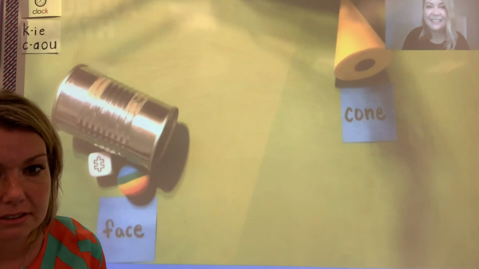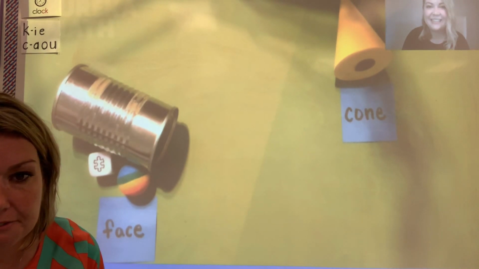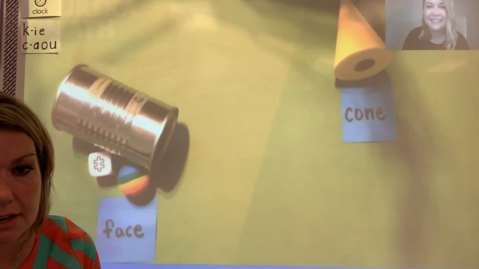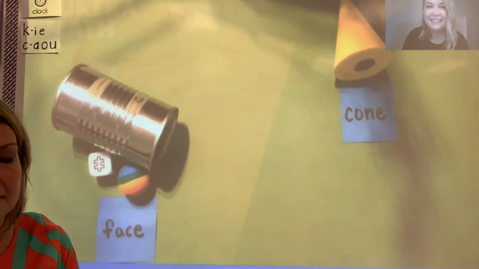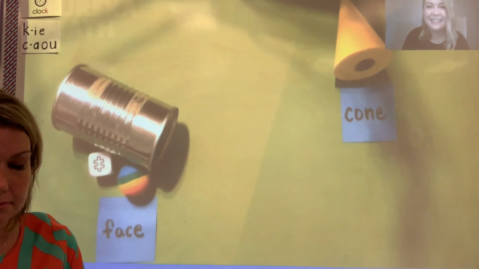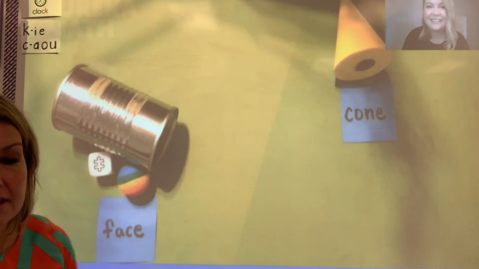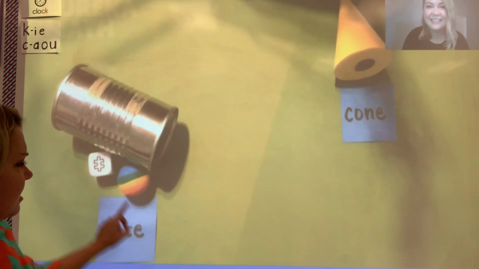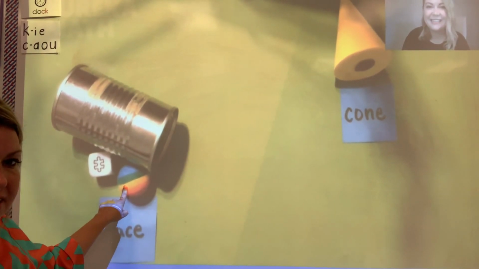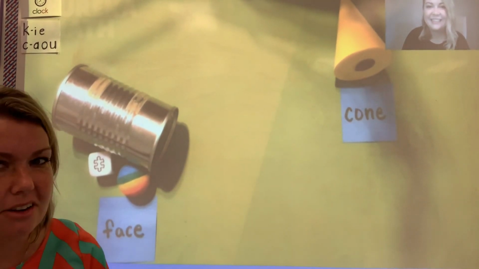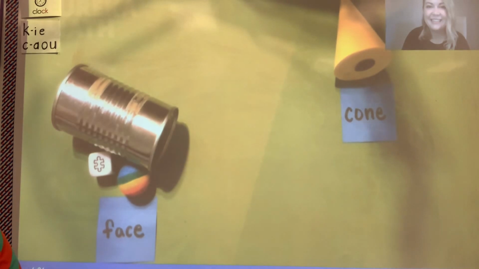Another friend. What has a flat part that's a face? Anya, tell me an object. The dice. The dice has a flat face on it. Very good. Does the ball have a flat face? I don't think so. Let's see what Ms. Hawkins says.